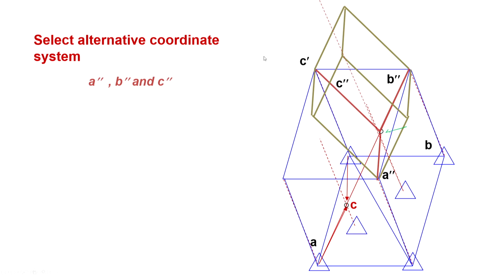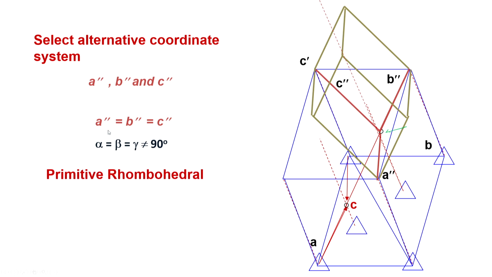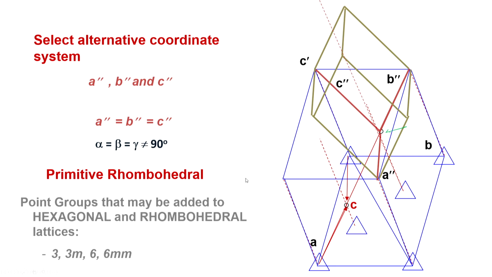So, what kind of a cell is this? Well, as I said, the 3 vectors, of length A double prime, B double prime, C double prime, are equal. The angles are equal, and they are not 90 degrees. So, this is a definition for the primitive rhombohedral lattice, and the constraint is coming from this threefold rotational axis. And of course, we have the rhombohedral axis.